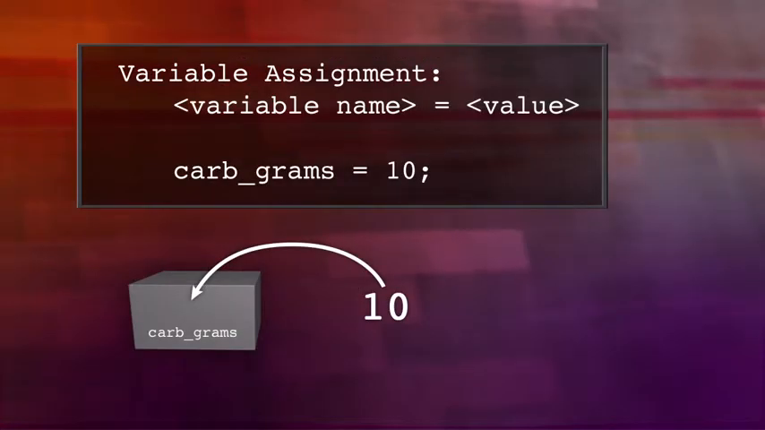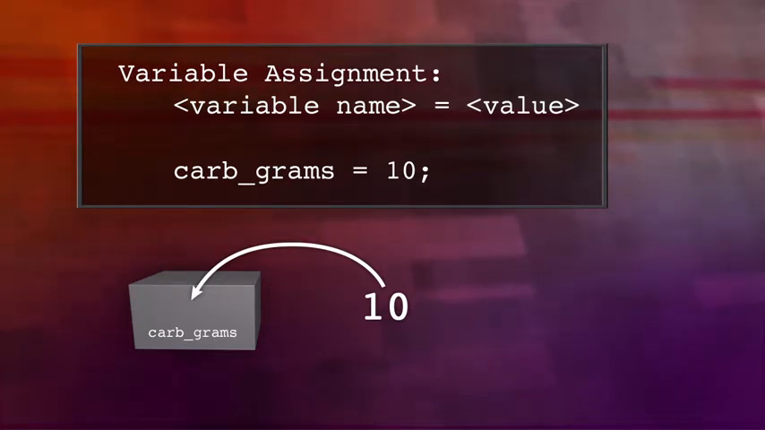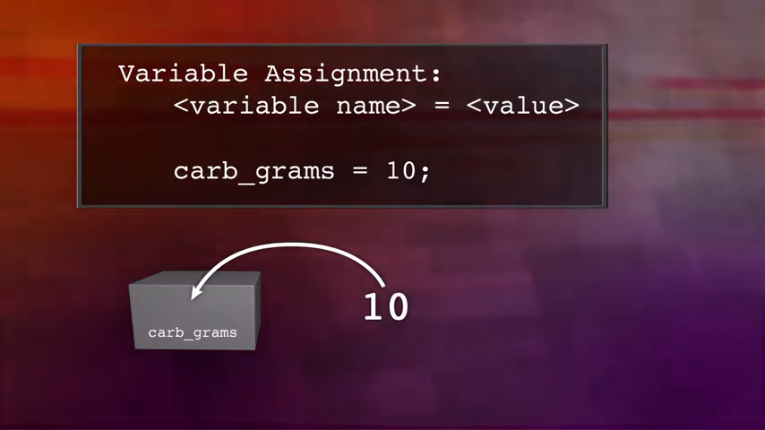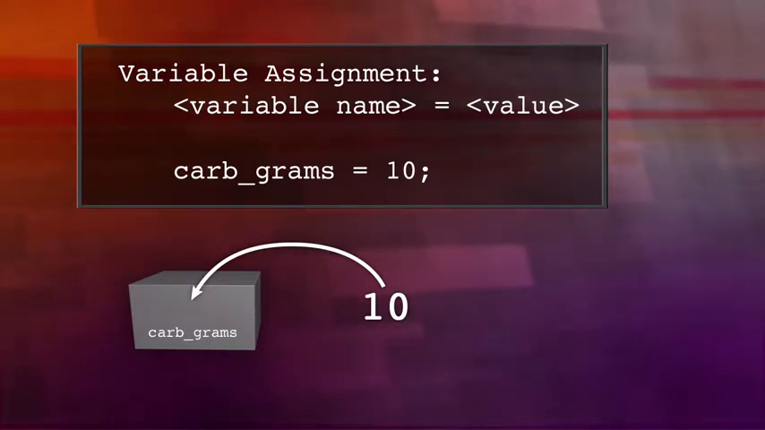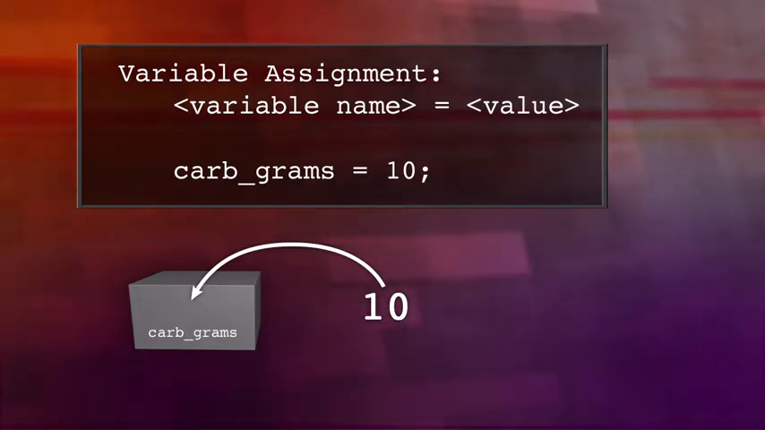This is the general form for any assignment statement. We have a variable name on the left, what looks like an equal sign, and then a value on the right. And when this code is executed, the value on the right-hand side is placed into the variable on the left-hand side. It's placed into the box. It replaces any other value that was already in that box. So if we have a line like carb grams equal sign 10, that means that the box of memory that we call the variable carb grams will have the value 10 assigned inside of it.